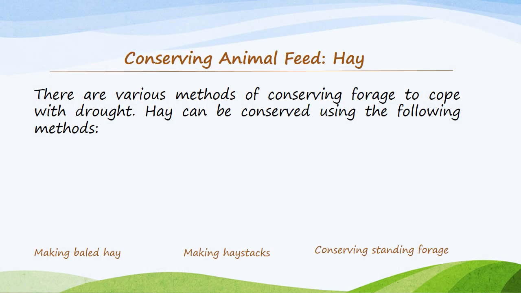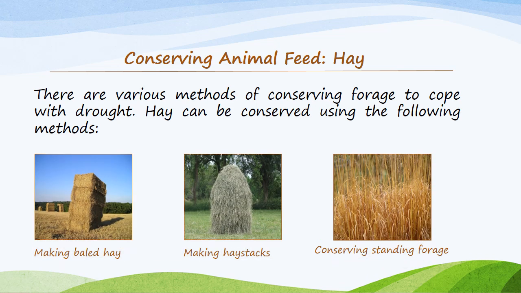Conserving animal feed, hay. There are various methods of conserving forage to cope with drought. Hay can be conserved using the following methods: making baled hay, making hay stacks, and conserving standing forage.